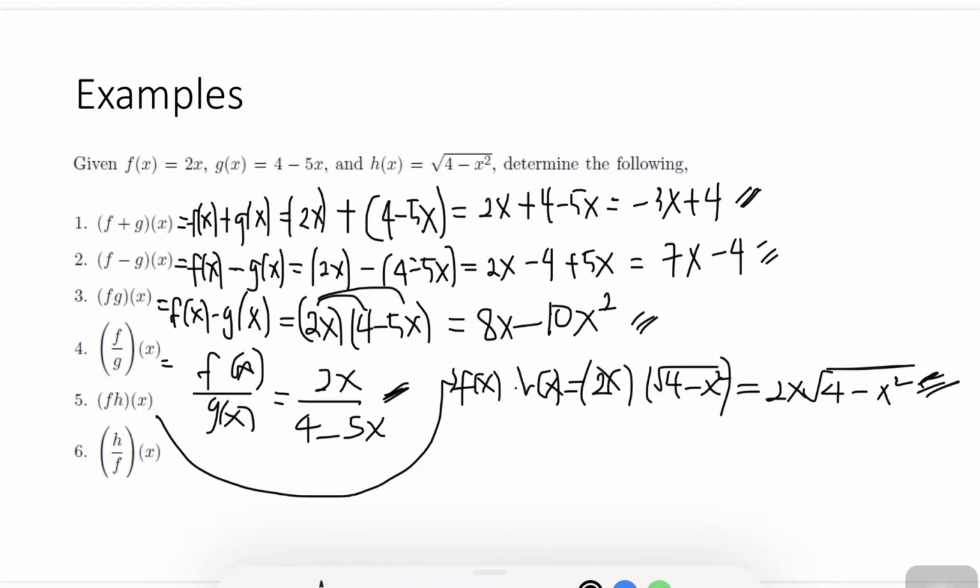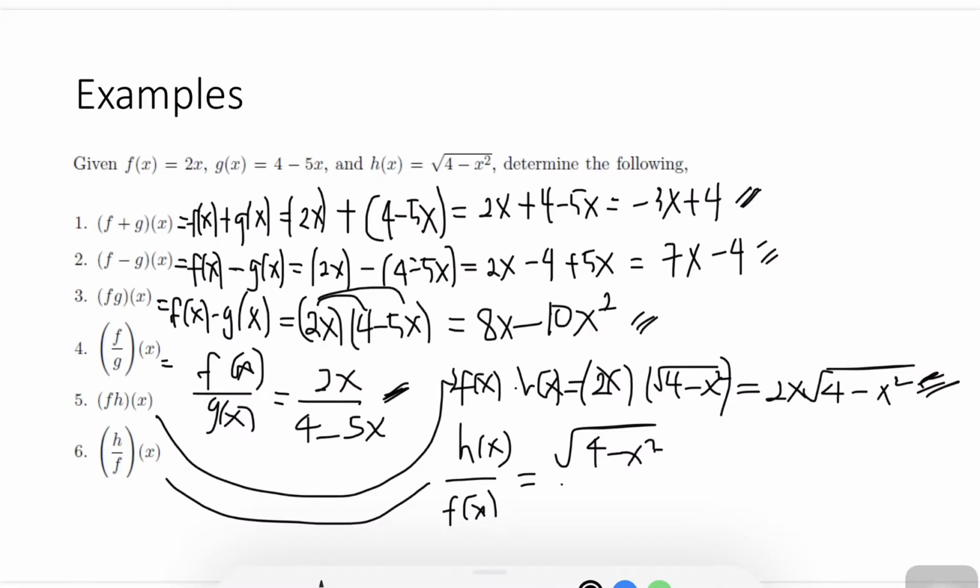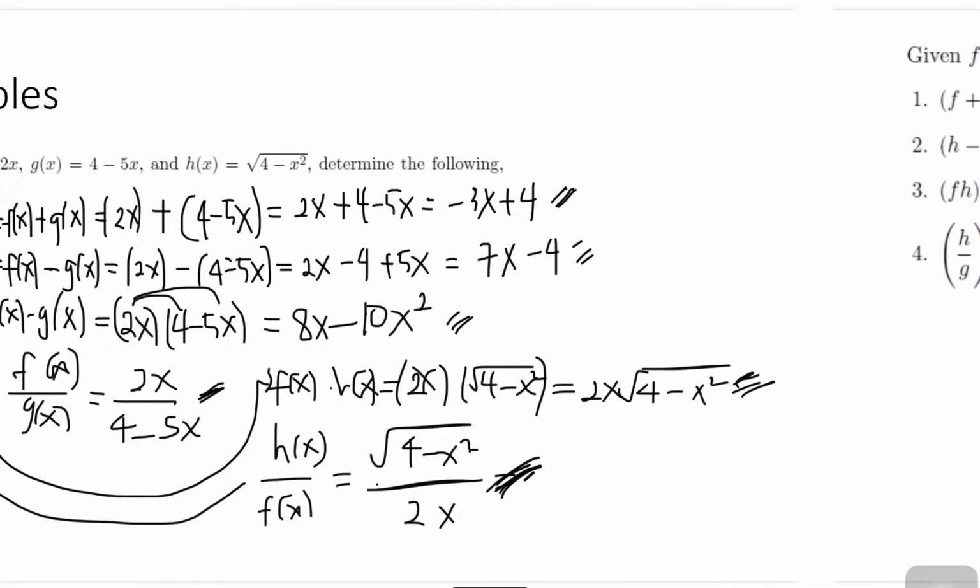And last, division. This is h of x over f of x. So this is square root of 4 minus x squared over f of x. What is f of x? F of x is 2x. So this is our final answer na, because we cannot simplify that further. Okay, so just use the laws and operations of functions.